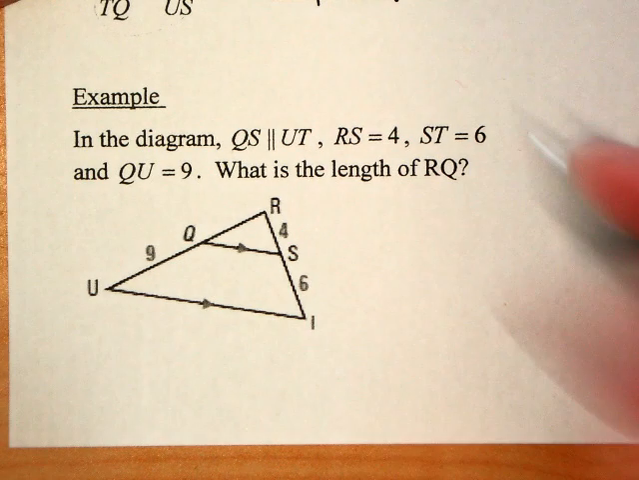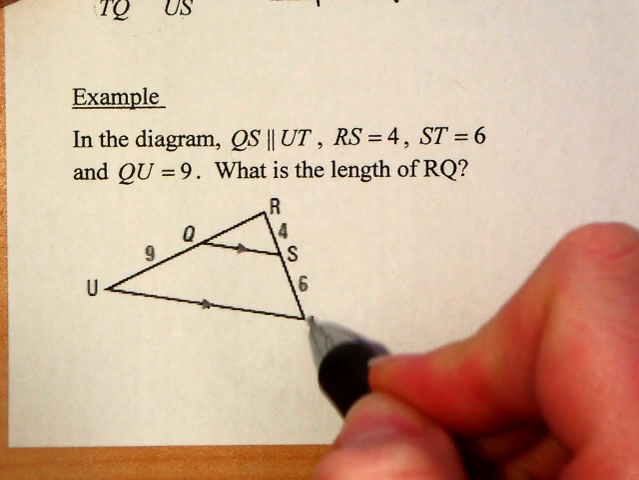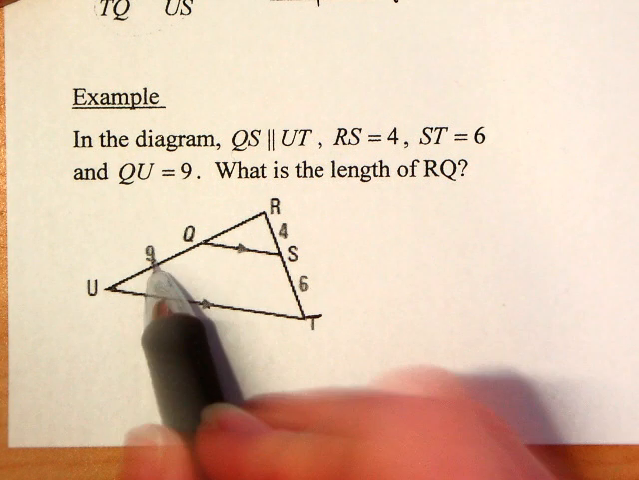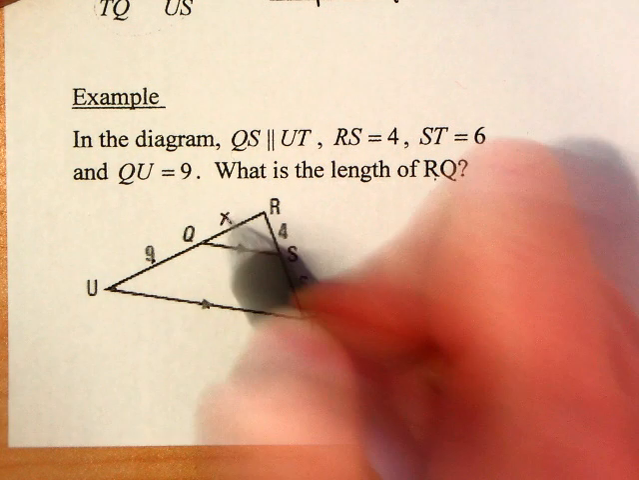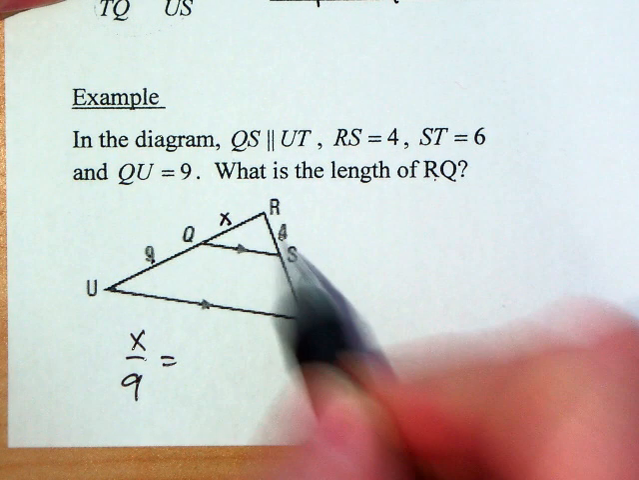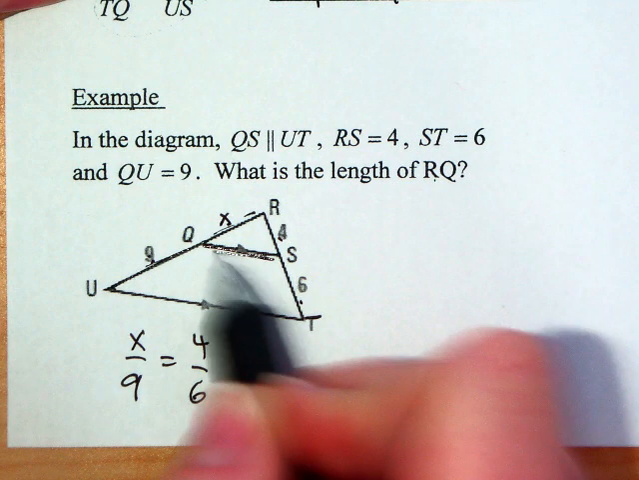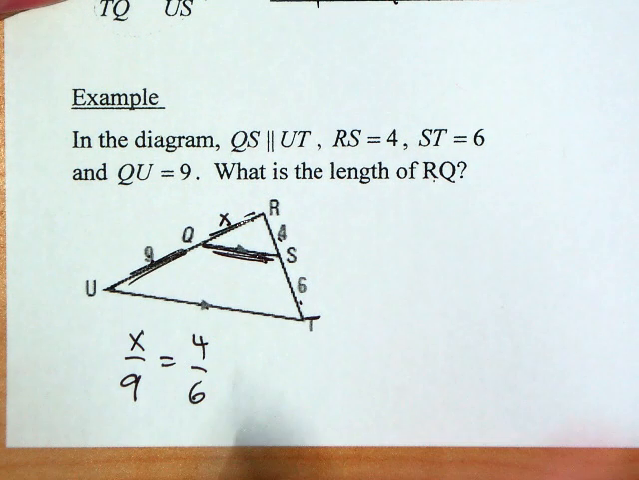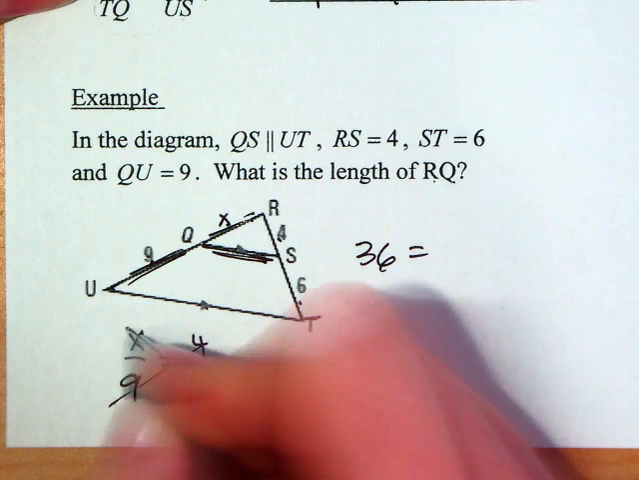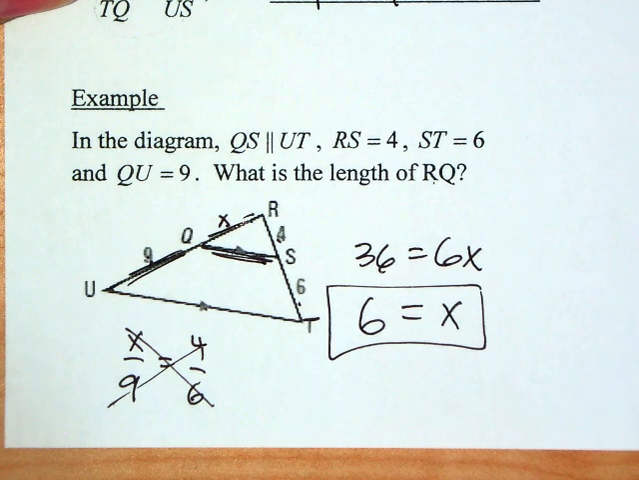So in the diagram, we tell you that these are parallel. We tell you that RS is 4, ST, that's a T, is 6, and then QU is 9. So what's the length of RQ? We'll put an X there. So I'm just going to go X over 9 equals 4 over 6. The sides that the parallel line cut have to be in proportion. So then I can just solve. 9 times 4 is 36, and 6 times X is 6X. Divide by 6, and I get my answer.